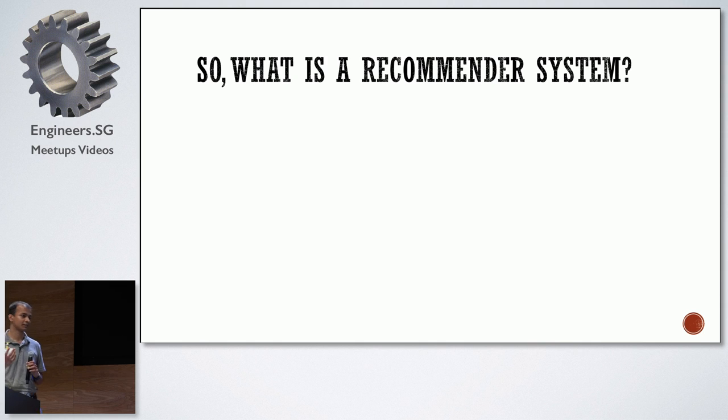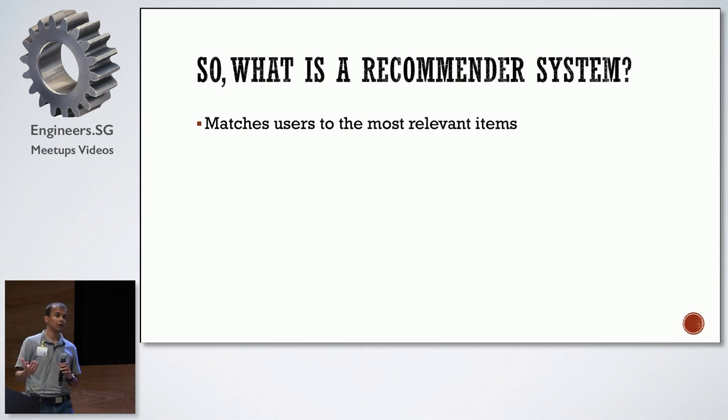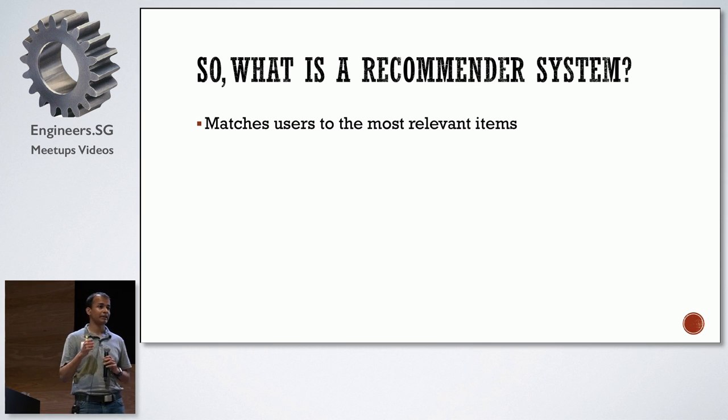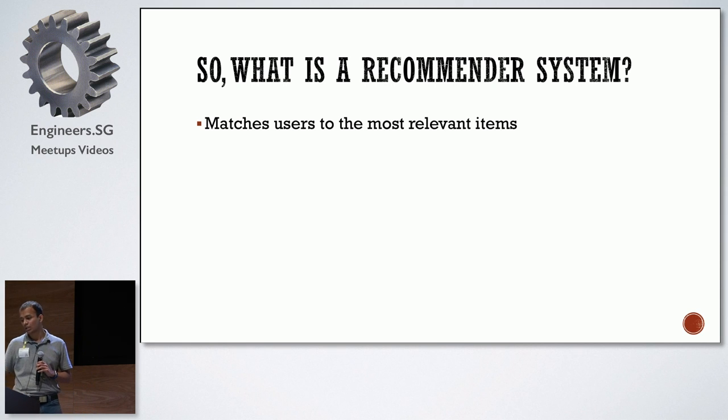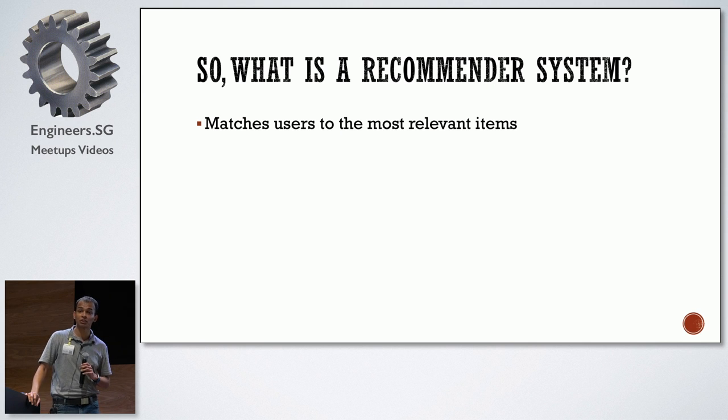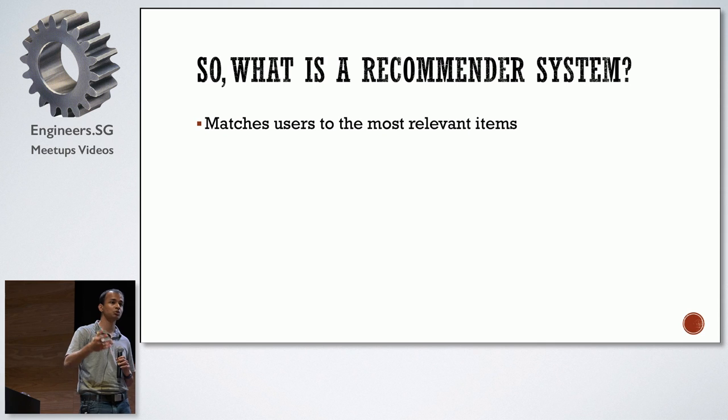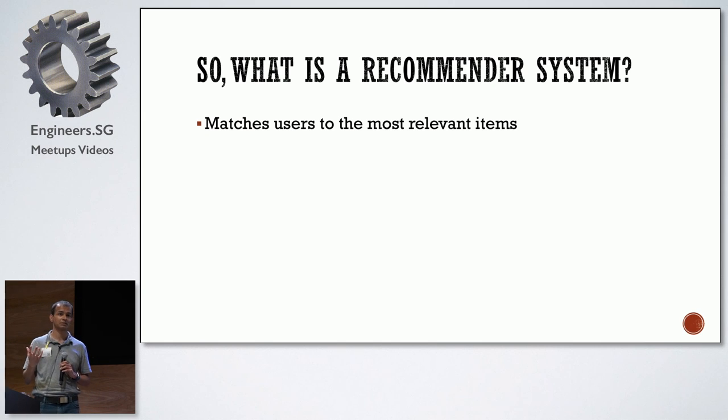So what is a recommender system? That is the primary question that we are trying to figure out first. A recommender system basically tries to match a particular user to relevant items. The challenge here is that it's not about understanding what the user wants. It's basically trying to wow the user with historic data and similar user data. Things like that are what make a recommender system a success.